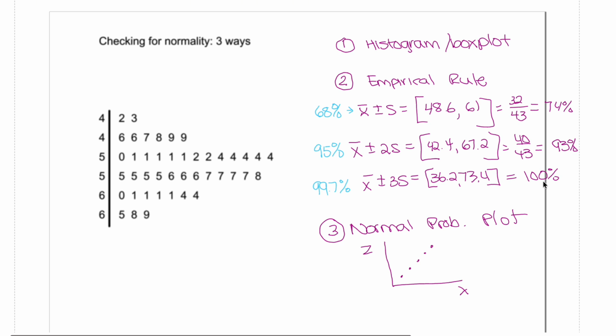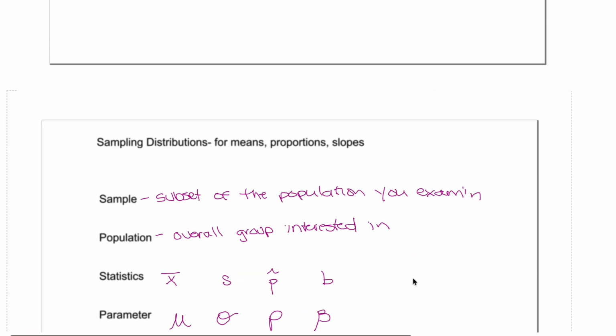So normal-ish. And the third way is to use a normal probability plot, which gives you a shape of the data. How does it look when plotted on a normal probability plot? The more linear it is, the more normal the data set is.